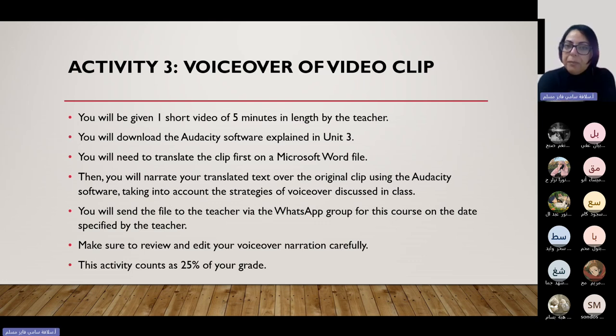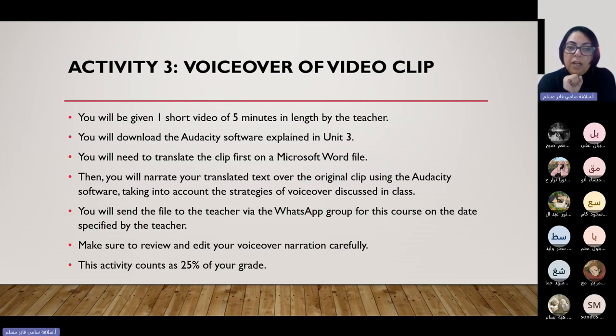You will send this, you will, first of all, after you download your software, you will need to translate the words of the clip, okay? Put them in a separate page in a Word file, it's fine. And then when you start using the Audacity software, you will say your translation with the clip. Yani when the person in the clip starts speaking, you need to start translating, okay?